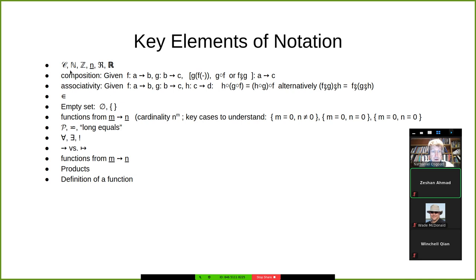We're going to use a lot of fancy scripts and letters in this discussion group and in the course. That goes with the territory. I ran out of time before this discussion group, but I was thinking of putting together a little crib sheet indicating what notation is used for different things. For example, lowercase letters like a, b, c, or c1, c2, are typically objects. They're almost entirely objects.